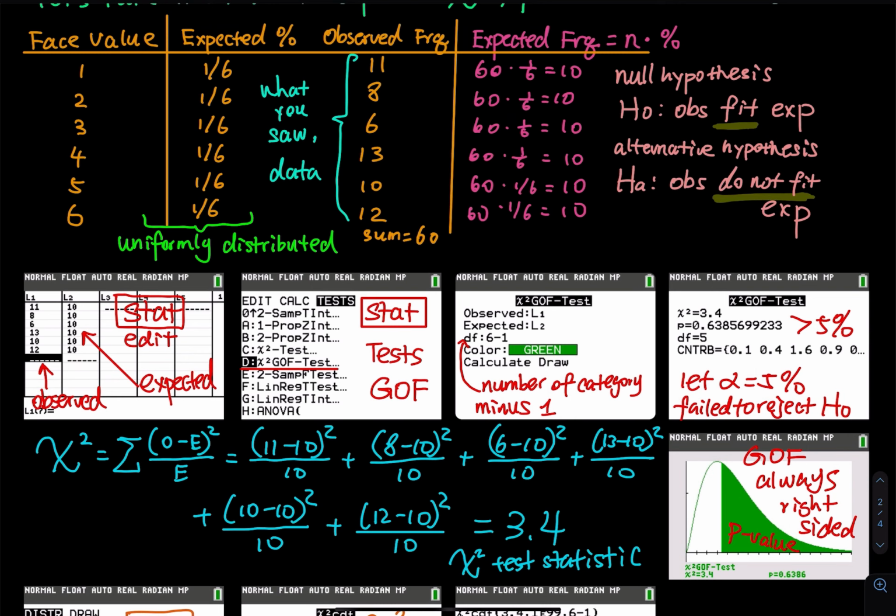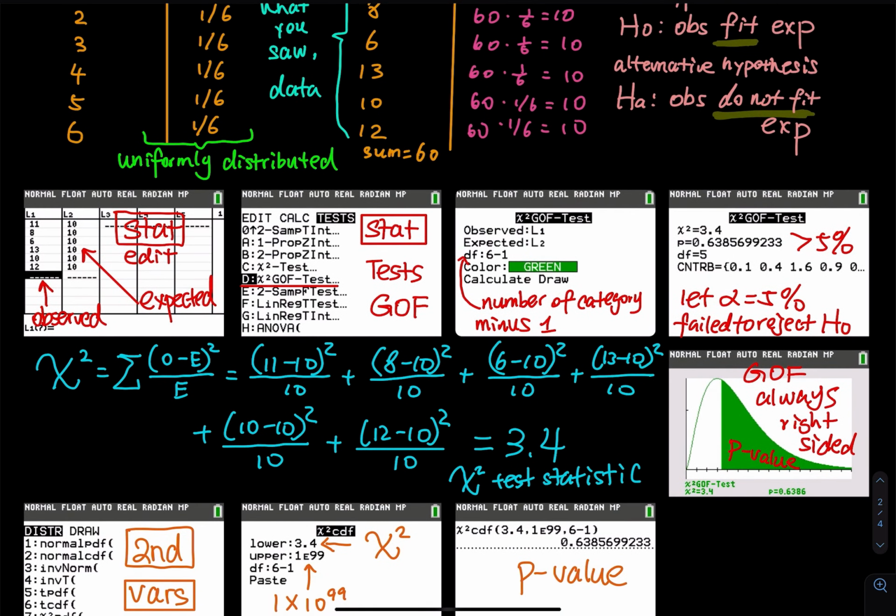So let's take a look at the chi-square. So the chi-square equals 3.4, and then the p-value is pretty big. That is greater than 5% alpha, assuming alpha is 5%, so that means we fail to reject the null hypothesis. And then if you click draw, they will give you the chi-square on the bottom of the screen, and then the p-value, and they will shade the p-value for you, right?